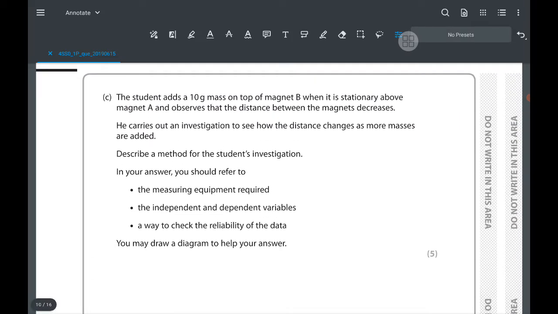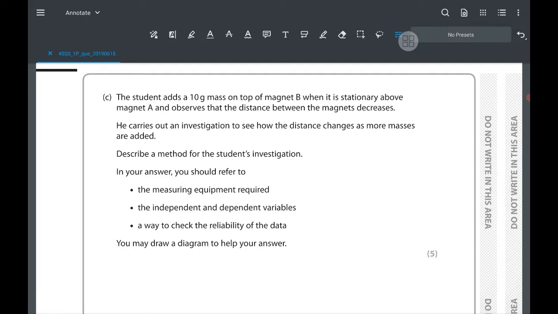The student adds a 10 gram mass on top of magnet B when it is stationary above magnet A and observes that the distance between the magnets decreases. He carries out an investigation to see how the distance changes as more masses are added. Describe a method for the student's investigation. In your answer you should refer to the measuring equipment required, the independent and dependent variables, and a way to check the reliability of the data. You may draw a diagram to help you answer.